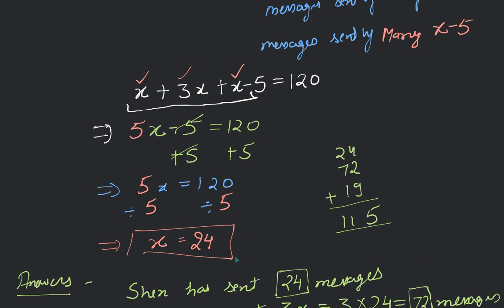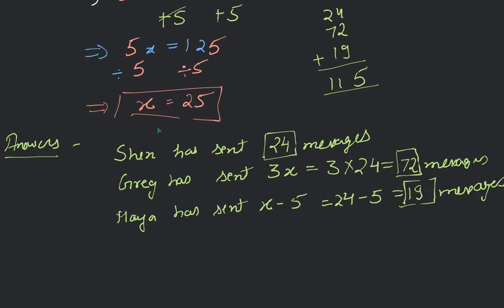Since we have changed a 5 here, we need to make it 125, because we added 5 also to the right hand side. So instead of 120, it's 125, because 120 plus 5 is 125. And instead of 24, it would be 25, one greater than that. So Shen has 25 messages saved, and this will change all the other answers as well.